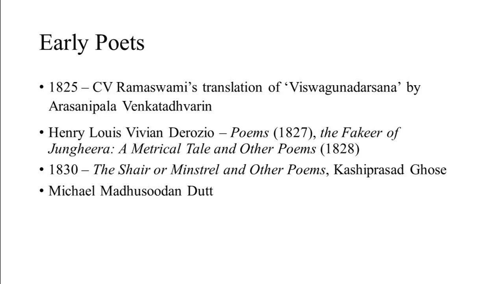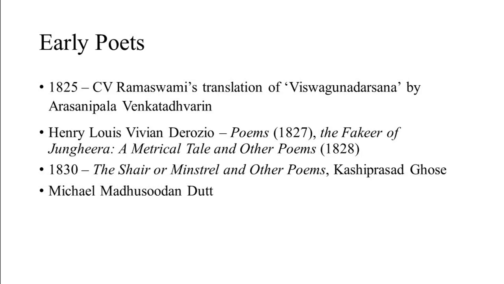So the first original Indian writer in English is of European origin. He is partly European, partly Indian. That is Henry Louis Vivian Derozio. Derozio published Poems in 1827 and The Fakir of Jungheera, a Metrical Tale and Other Poems in 1828. These are the two books of poetry of Derozio that were published. But something that you need to note is that in 1827, Derozio was all of 18 years. He was an 18-year-old in 1827 when he published his first collection of poetry.